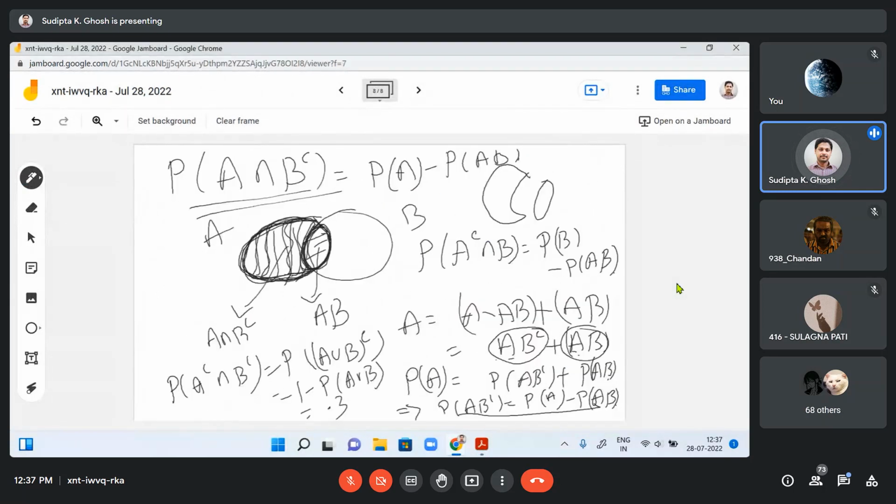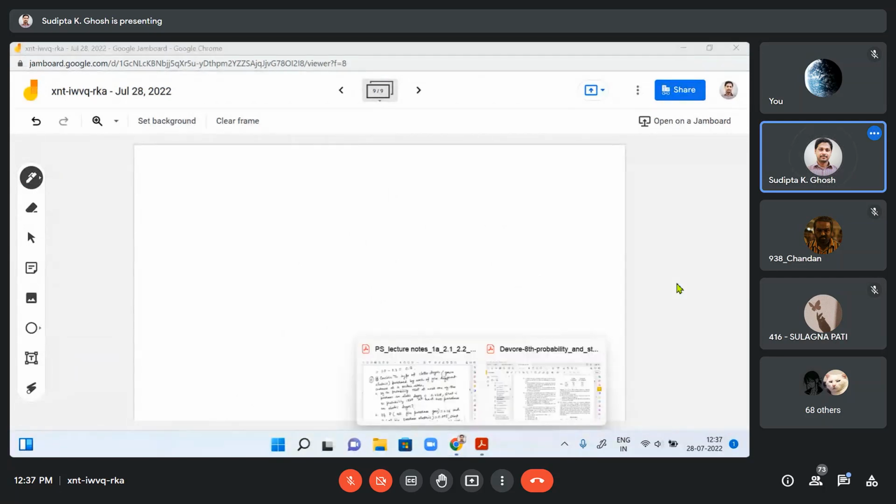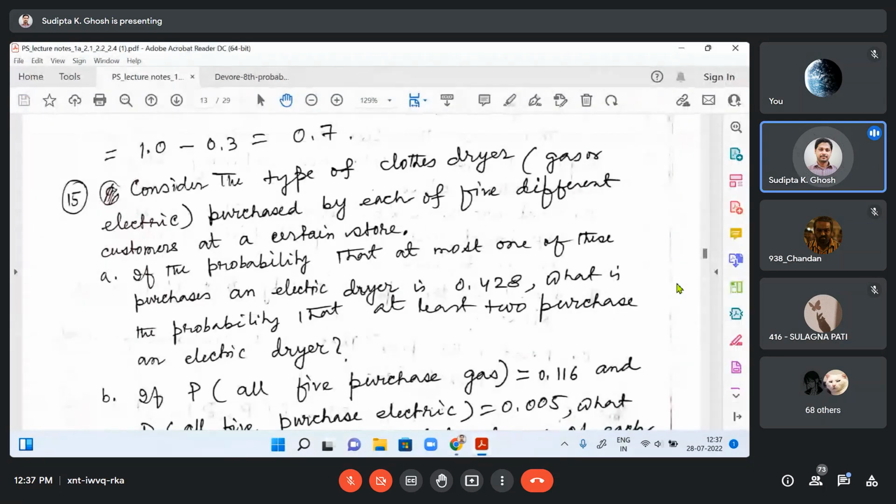Right now I'm just going here. See, first we are reading the problem. Whatever the problem they have given, first we are reading one by one. Consider the type of clothes dryer. Now, what type? Either gas or electric. The dryer for drying the clothes is either working by gas or by electric. Consider the type of clothes dryer purchased by each of 5 different customers at a certain store.